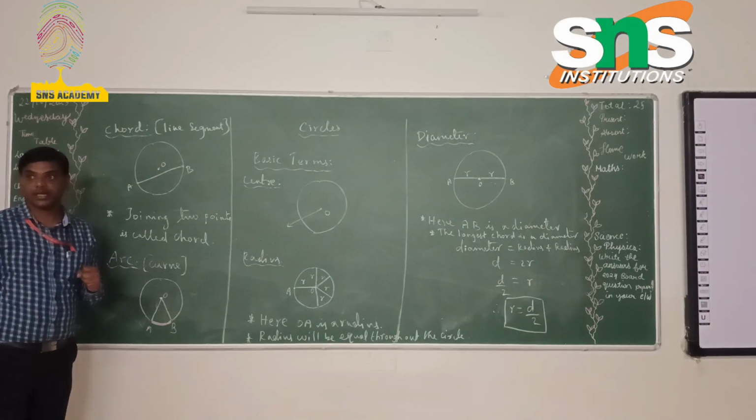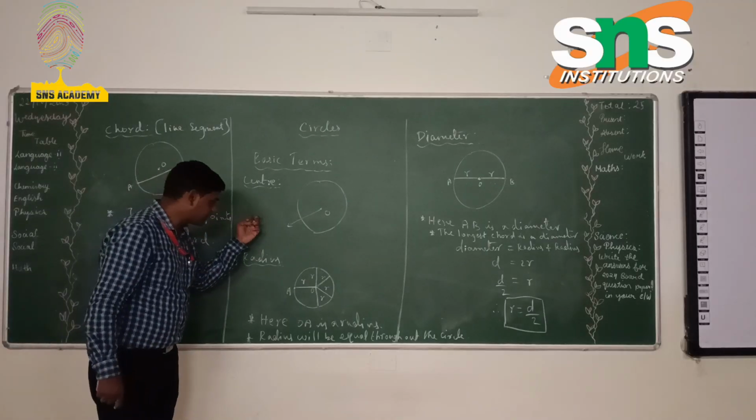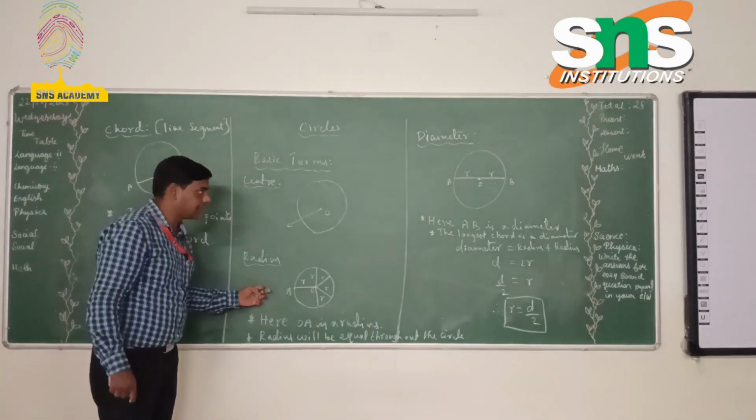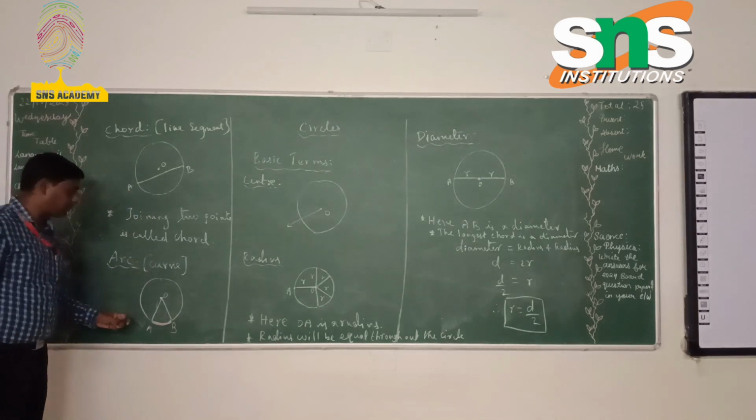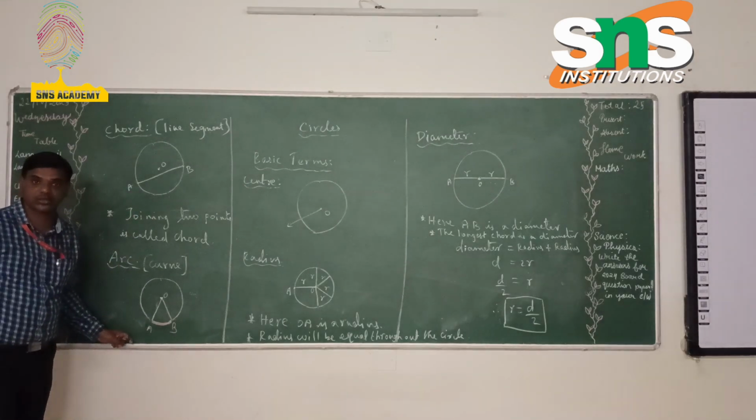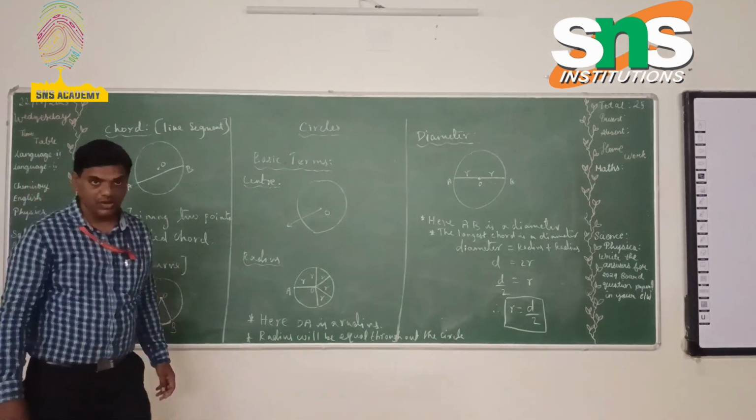Okay. So far we have discussed what is meant by center, radius, diameter, chord and arc. Do you have any doubt on this? Are you clear with this concept? Yeah.